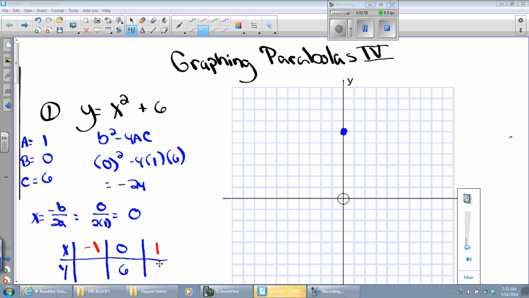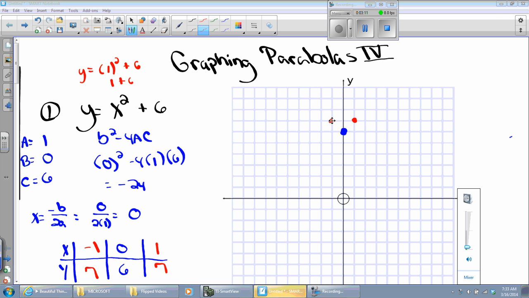Well, which one looks easier to work with? The positive one. So I'm just going to plug 1 in here. So I'm going to get y equals 1 squared plus 6. 1 squared is 1 plus 6 is 7. So I know 1, 7 is on my parabola. Well, then I also know negative 1, 7 is, and I don't even have to do the math.